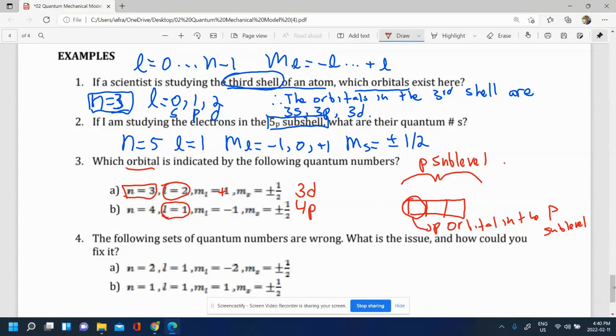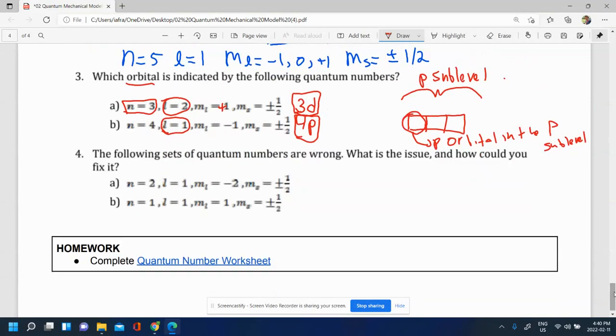And this particular P orbital I'm dealing with right now is in the 4th energy level, and this one's in the 3rd energy level for the D. So next we'll go try question number 4.